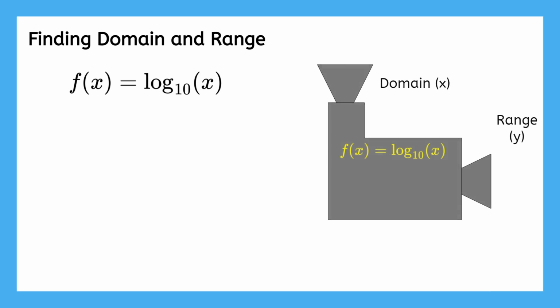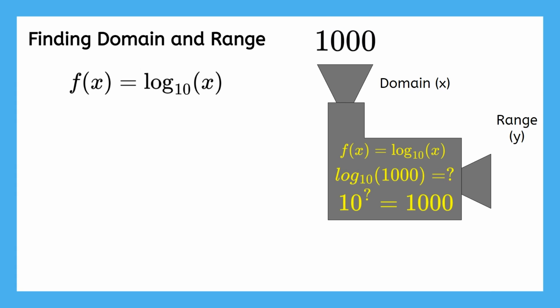Think about the machine we used earlier. The log base 10 is a machine that takes in a number and gives you the power to which you would need to raise 10 to get that number. For example, the log base 10 of 1,000 is 3, because 10 to the third power is 1,000. Remember, the domain is all numbers we can put into the machine. Do you recall what numbers we cannot put into a log function?